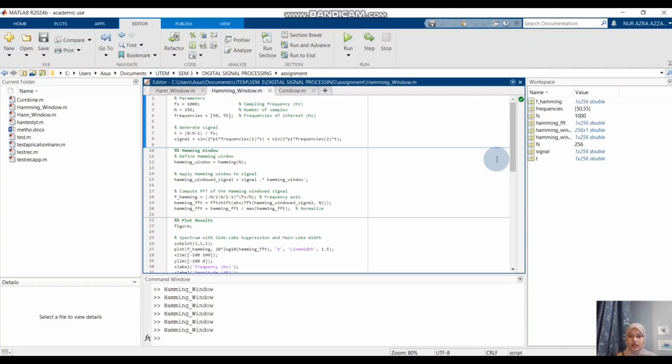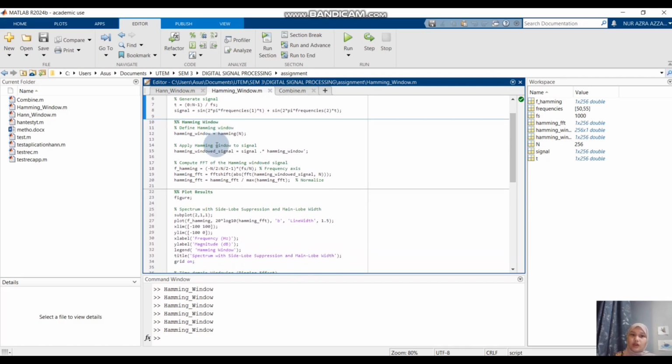Thank you. My name is Nazar Zelina, and I will explain about the Hamming window. So this code is to demonstrate how the Hamming window is applied to a signal. Fs is the sampling frequency, which is 1000 Hz, and N is the number of samples, which is 256, and we are combining the two frequencies, 50 and 55 Hz, into one signal to simulate, and then we are going to analyze the frequency.